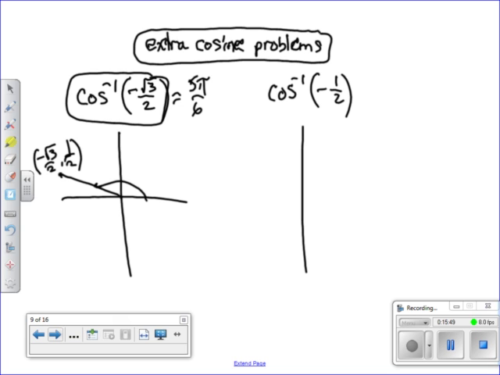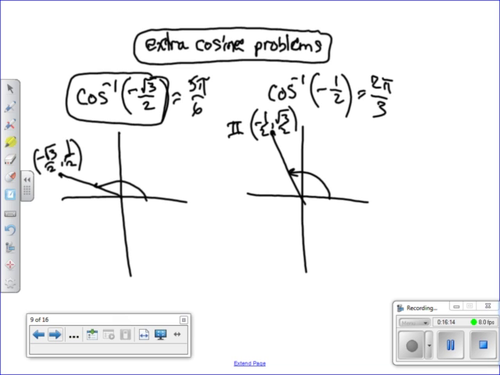All right, right here, once again, I'm in quadrant 2, and I want to go find an angle whose cosine is negative 1/2, okay? An angle whose cosine is negative 1/2. Well, once again, I know my unit circle, and that ordered pair right there is negative 1/2, square root of 3 over 2, and that angle there is 2 pi thirds, okay?